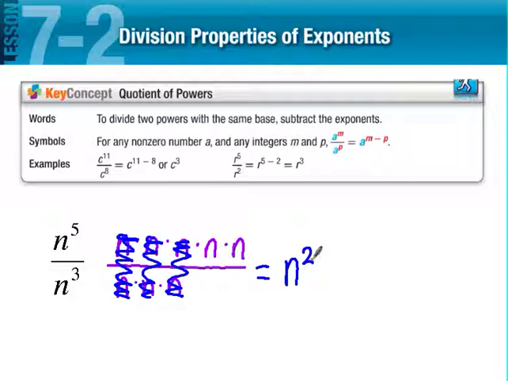So then the question is, how do you get 2 from 5 and 3? You subtract them. So that's the visual reasoning behind why you subtract the two exponents. Okay. Let's go ahead and look at an example.